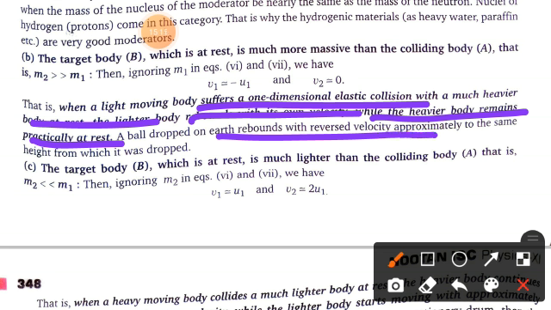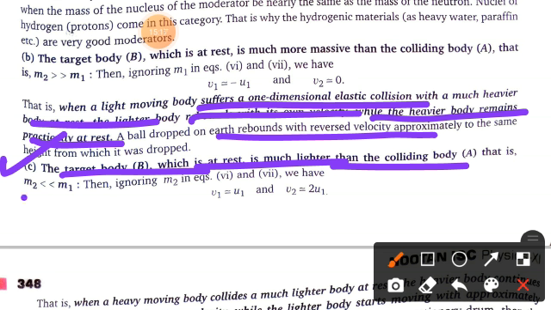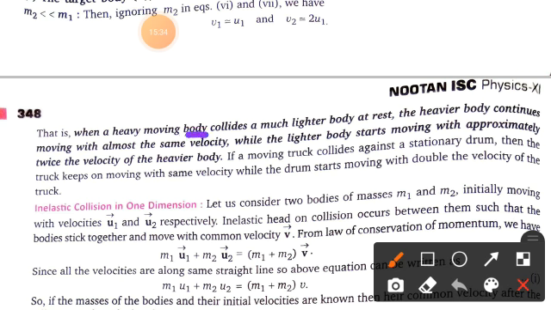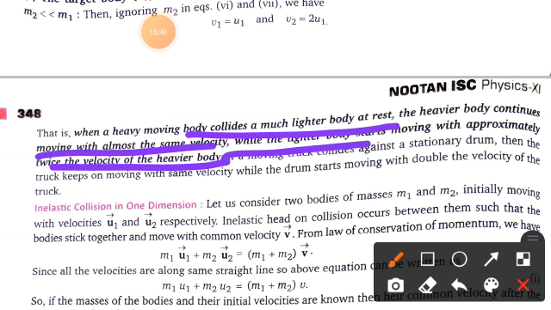Now see the third case: the target body B, which is at rest, is much lighter than the colliding body A. That is, m2 is very much smaller than m1. Then you can see that v1 is approximately equal to u1 and v2 is approximately equal to 2 times u1. Clear? So when a moving body collides with a much lighter body at rest, the heavier body continues moving with the same velocity while the lighter body moves with approximately twice the velocity of the heavier body. So that is the thing written here.